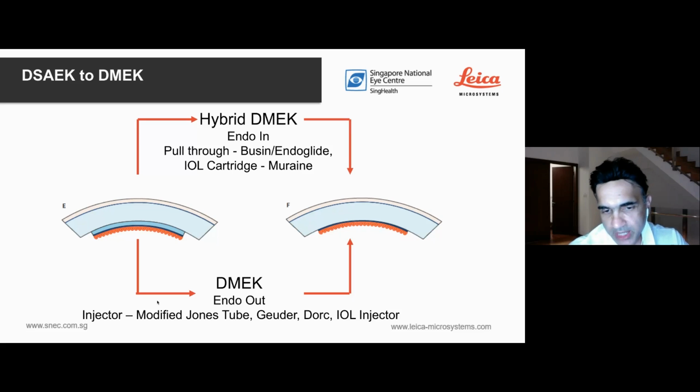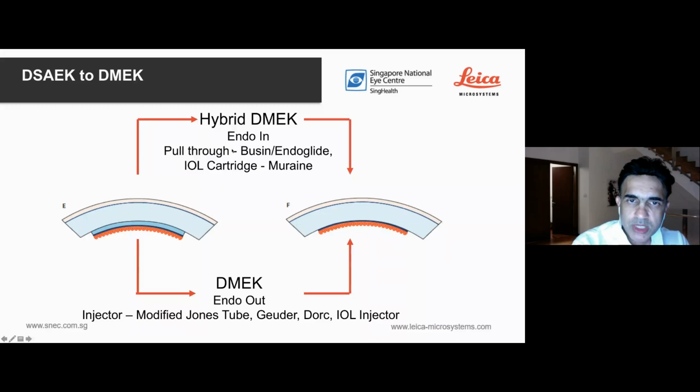And this can be done with any glass or plastic tube. People have described using a modified Jones tube, Geuder make a device, DALK make a device, and people even sometimes use IOL injectors. I've seen people use ICL injectors to put their graft in and then simply inject it inside the eye. But you've got to bear in mind that whenever you use any of these devices to inject your graft, you're injecting it inside the eye and the endothelium's on the outside.